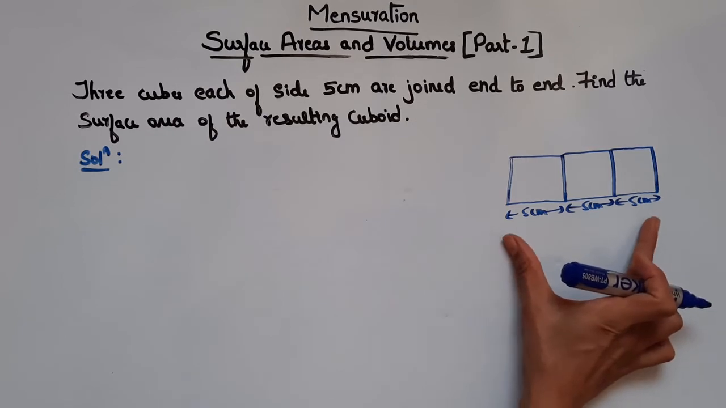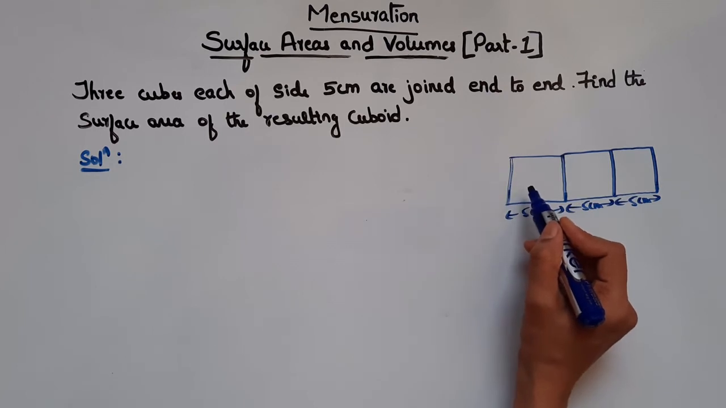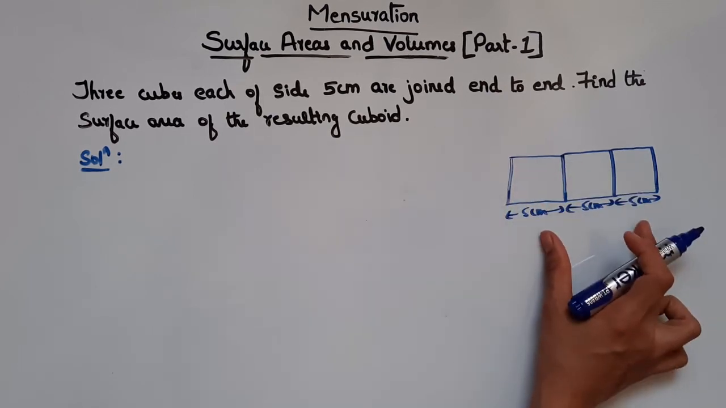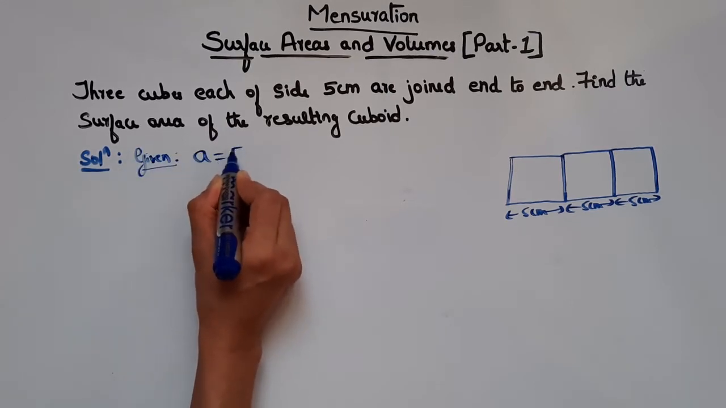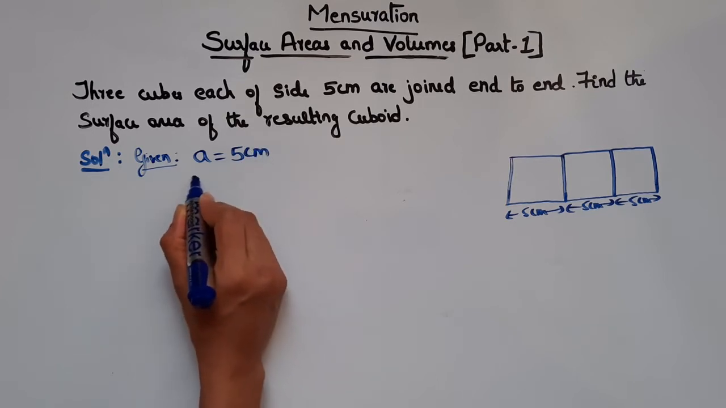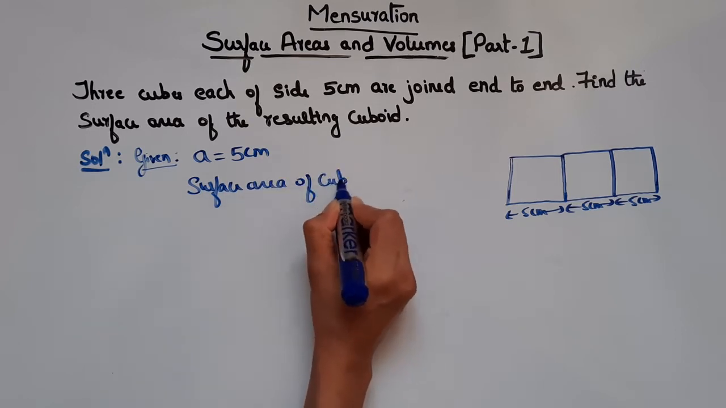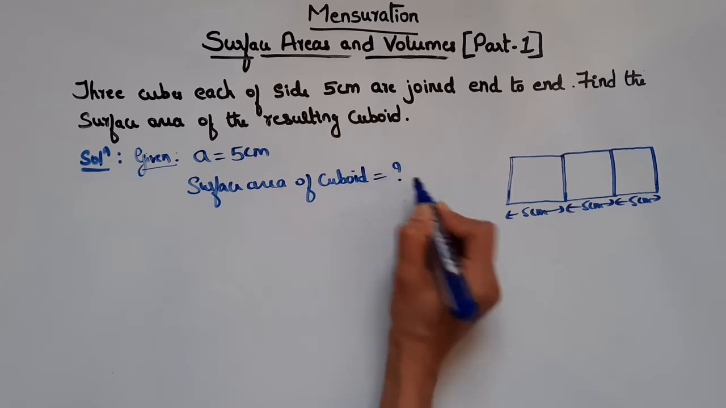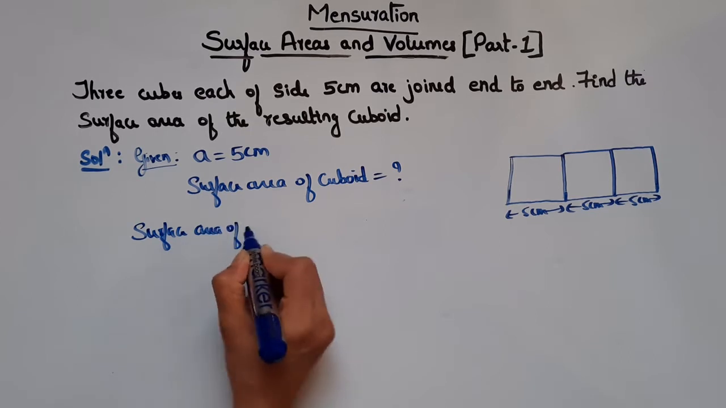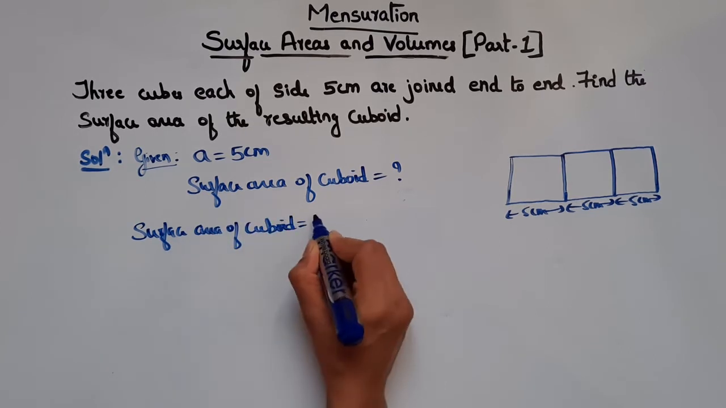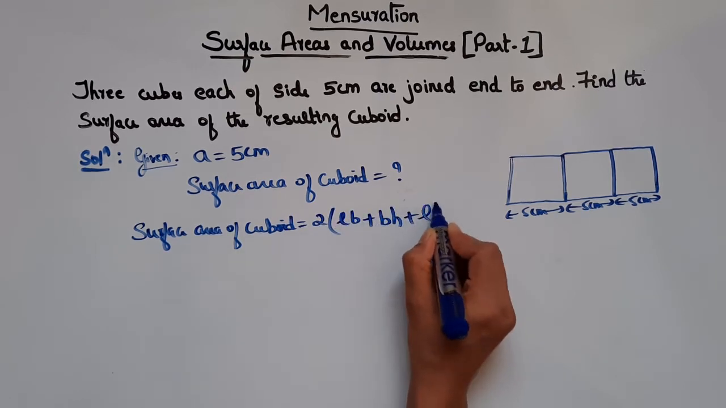The resultant is a cuboid, which means the faces are rectangles, right? So now we have to find the surface area of this cuboid. So here what is given? If you take A as a side of the square, A is 5 cm. Our aim is to find the surface area of the cuboid. We know the surface area of the cuboid is given by 2 times (L into B plus B into H plus L into H), right?